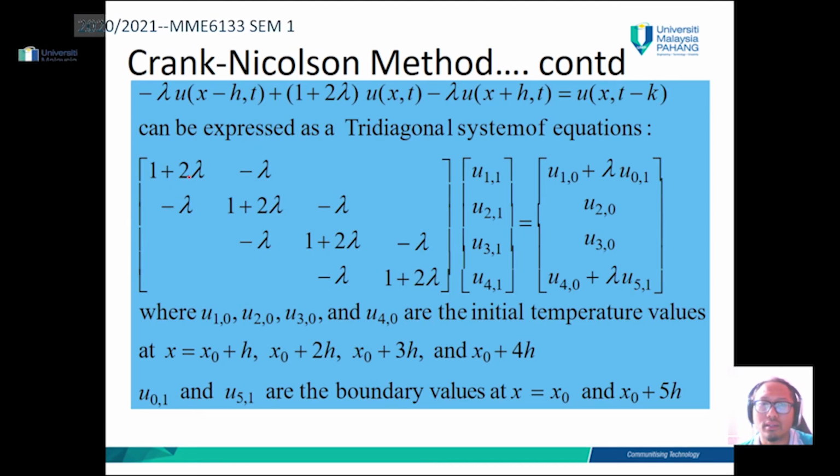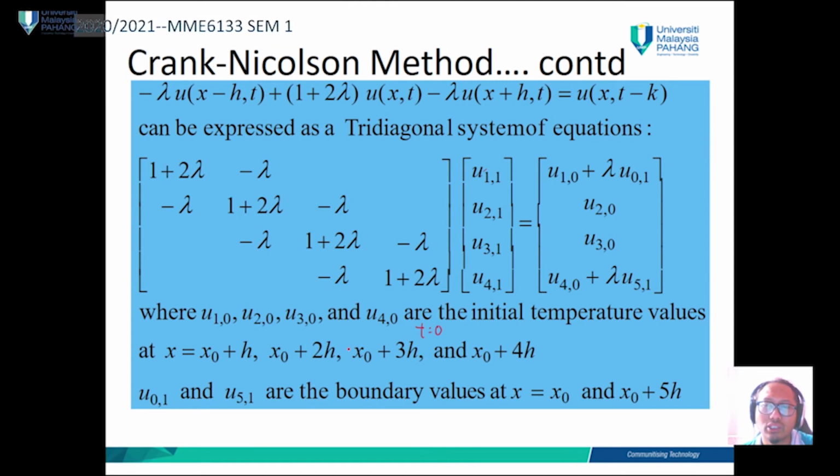So we can replace the equations with a matrix: 1 plus 2 lambda, minus lambda; minus lambda, 1 plus 2 lambda, minus lambda; minus lambda, 1 plus 2 lambda, minus lambda; minus lambda, 1 plus 2 lambda, and the unknowns for the nodes u11, u21, u31, and u41, where u10, u20, u30, and u40 will be the initial temperature values at time t equal to 0, and at x equal to x0 plus h, x0 plus 2h, x0 plus 3h, and x0 plus 4h.